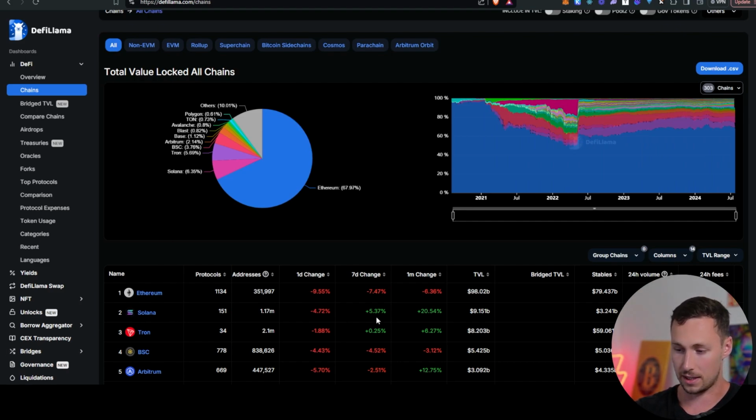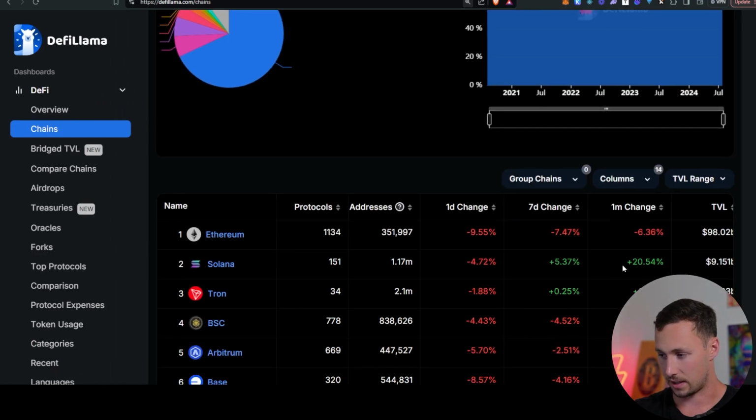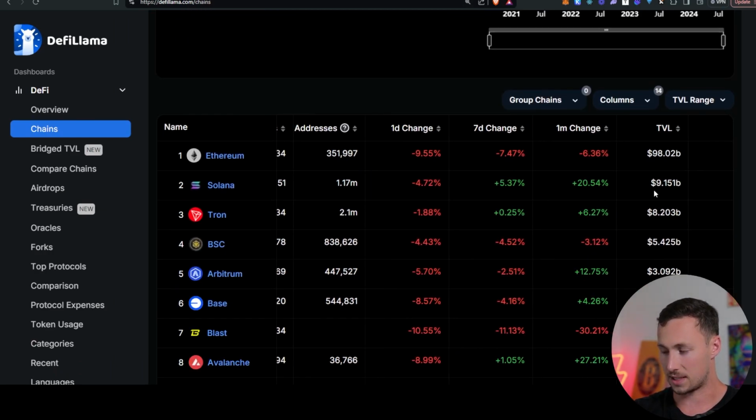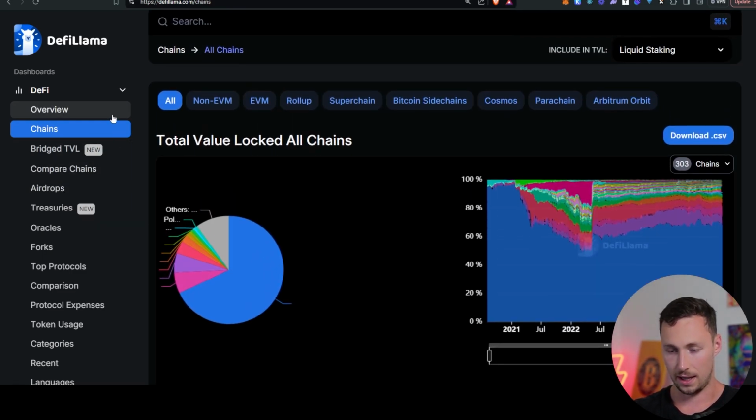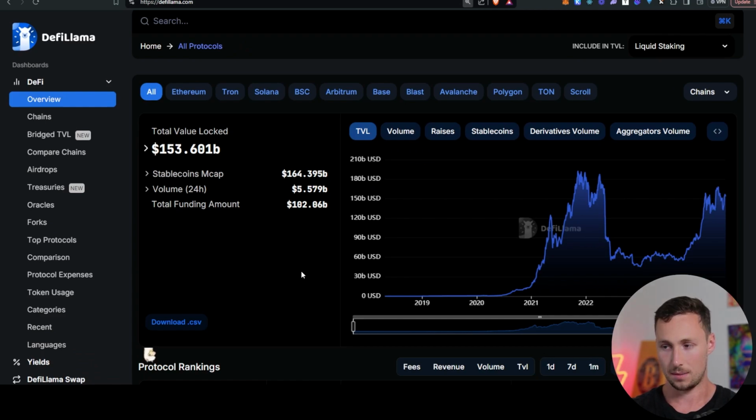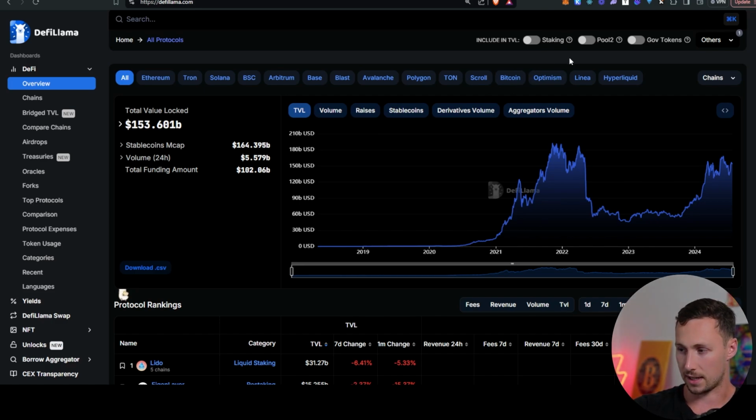So for example, on Solana, this is $9.951 billion. Let's see, I'll zoom in. $9.951 billion. That is the sum of the TVL on every protocol on Solana. So it's just deposits. And if it's a lending protocol, that might mean money lent out. If it's a liquid staking protocol, it might mean money liquid staked. It's going to vary what it means based on the protocol.